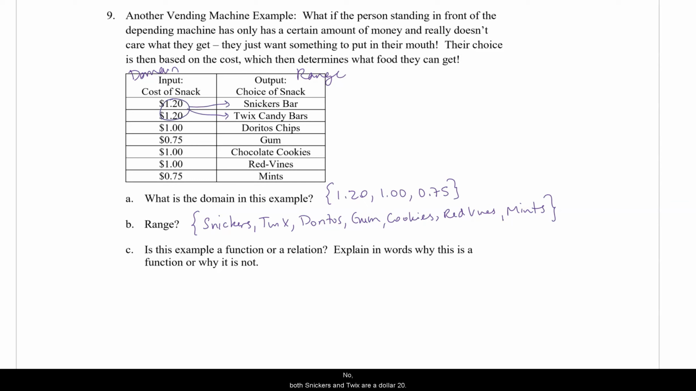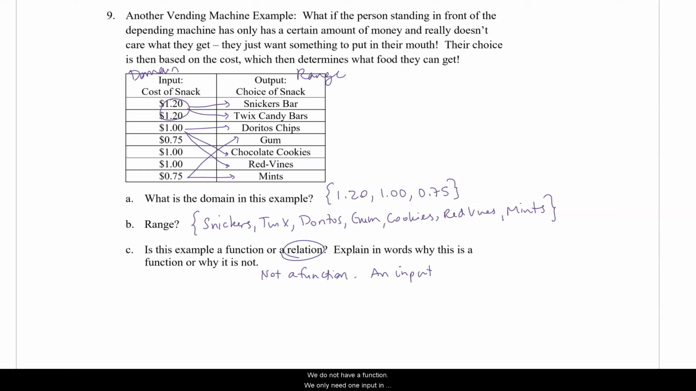No. Both Snickers and Twix are $1.20. $1 corresponds to Doritos and cookies and red vines. 75 cents goes to mints and to gum. We do not have a function.